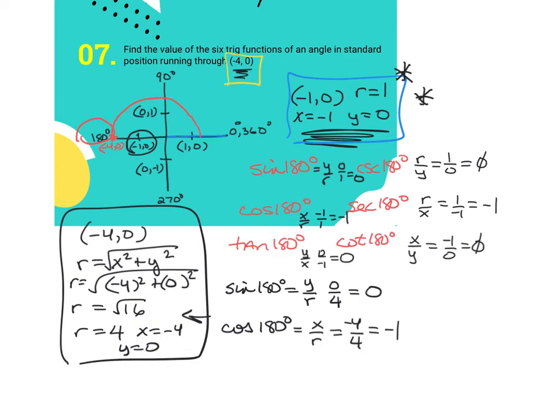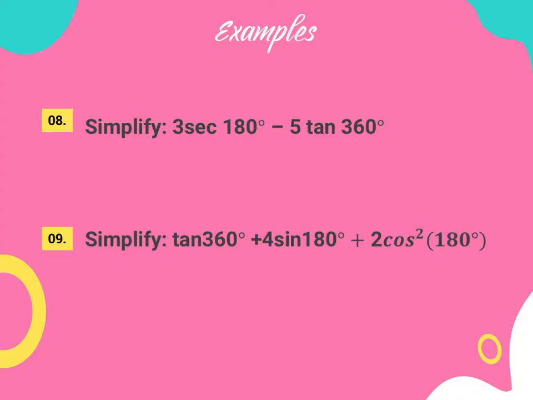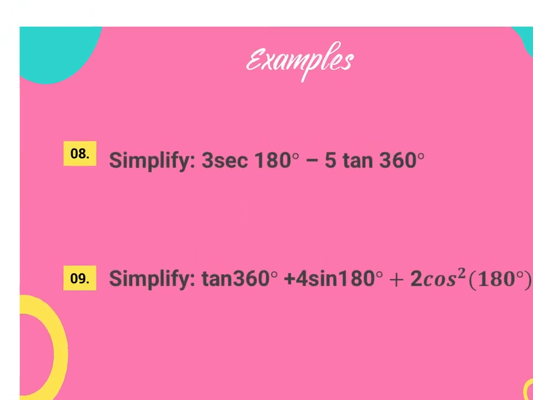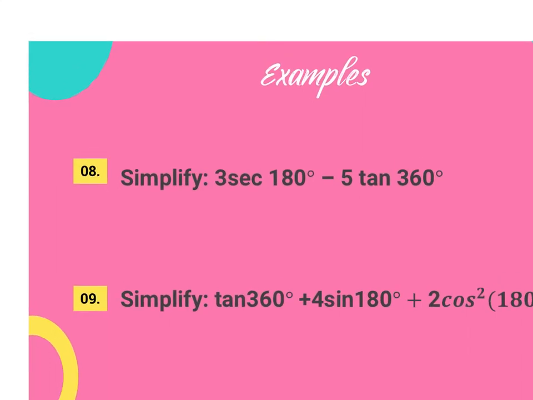Let's see the answer for number 9. So when it asks you to simplify a problem, and the angles they're giving you are all the quadrant angles, then we're going to quickly do the problem. For example, for the first one, I'm going to be figuring out what secant of 180 is. Once I figure that out, I times it by the 3. Then the same thing here. I need to figure out tangent of 360, and then I'm going to times it by the 5. And then I'll subtract those two values.